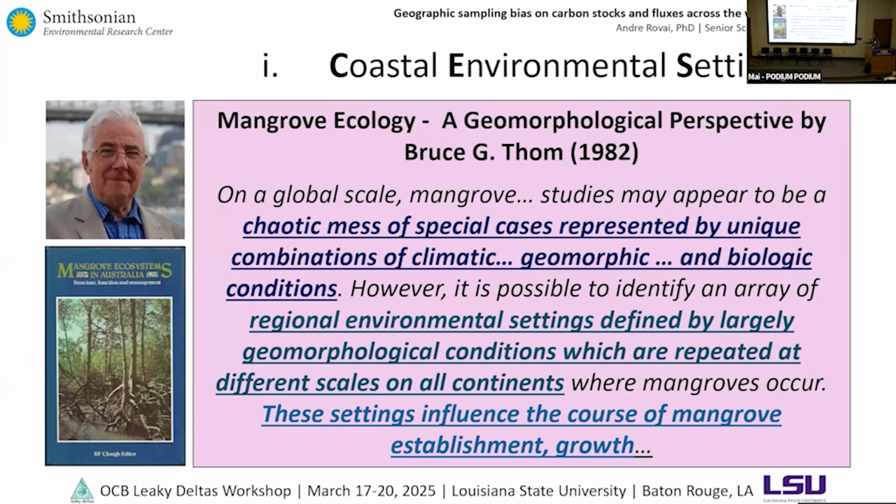But it is possible to identify regional environmental settings defined largely by geomorphological conditions, which are repeated at different scales on all continents. So he's talking about fractals, right? The fractal nature of coastlines. And these settings influence the course of mangrove establishment and growth. So the way that I've been trained, you have this surface, like a thin sheet, and that's the geomorphology. And then you have plants growing on top of it, mangroves and marshes, and they track what's happening with those landforms as those landforms evolve and change over time.